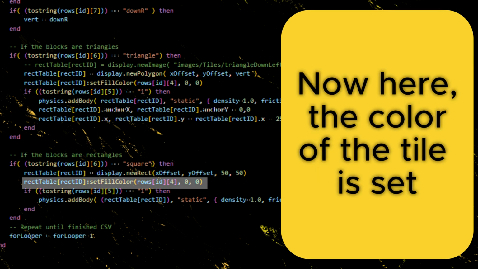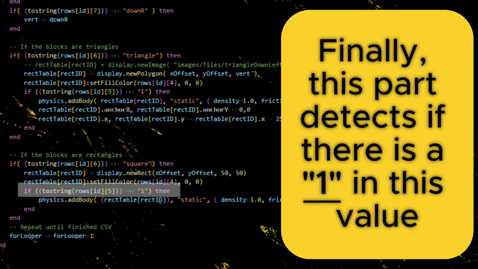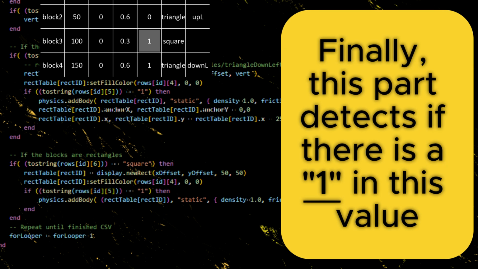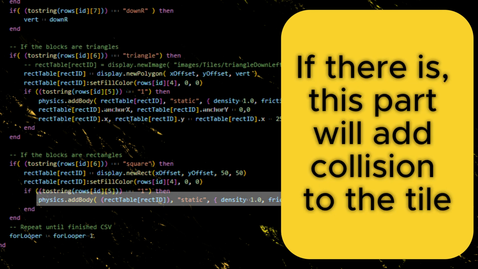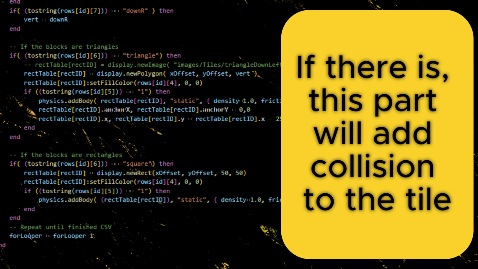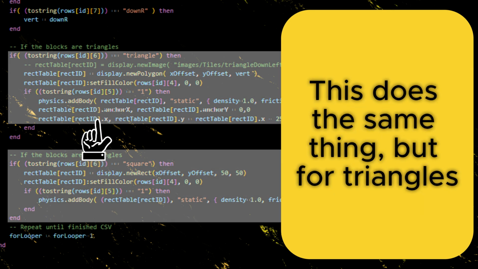Now here, the color of the tile is set. Finally, this part detects if there is a 1 in this value. If there is, this part will add collision to the tile. This does the same thing, but for triangles.